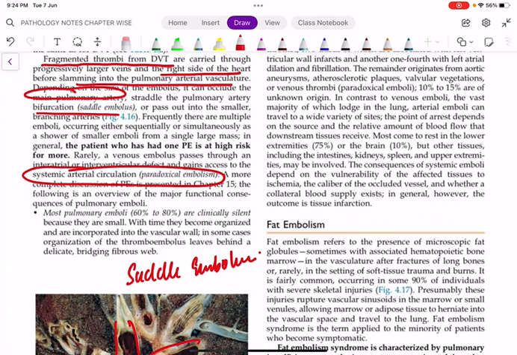Rarely, this thrombus may enter from the venous system into the arterial system, and in such a case, when the thrombus from the venous system enters the arterial system, we call such a condition paradoxical embolism. It may be asked as an MCQ question: what is paradoxical embolism? That means the thrombus which initially originates in the venous system paradoxically, rarely, goes into the arterial circulation.